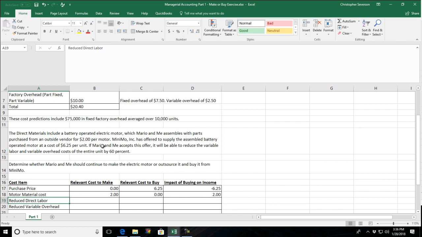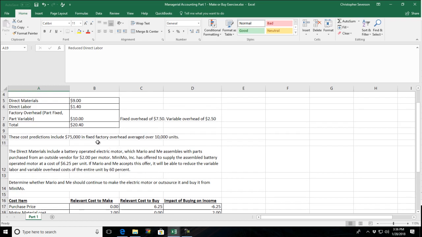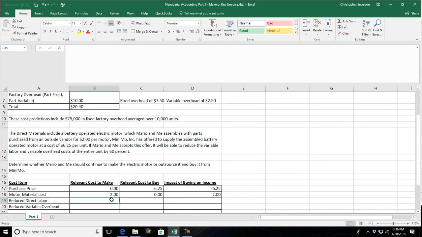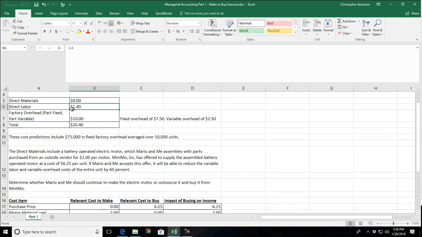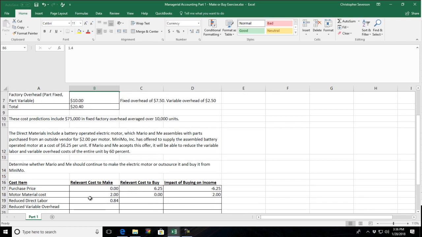The only cost that's relevant is the amount that will change. If we make this product, we're losing out on saving 60% of this $1.40 labor. In other words, we're going to have 84 cents more labor than we would have if we bought it. We're not going to have the entire $1.40 more because there's going to be a portion of it under either alternative. If we make it, we're spending 84 cents more in labor.